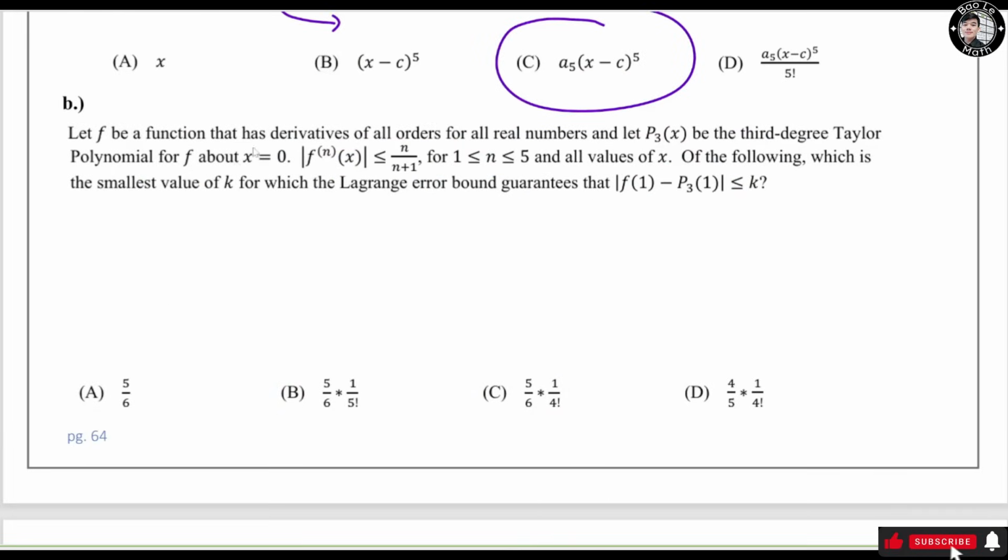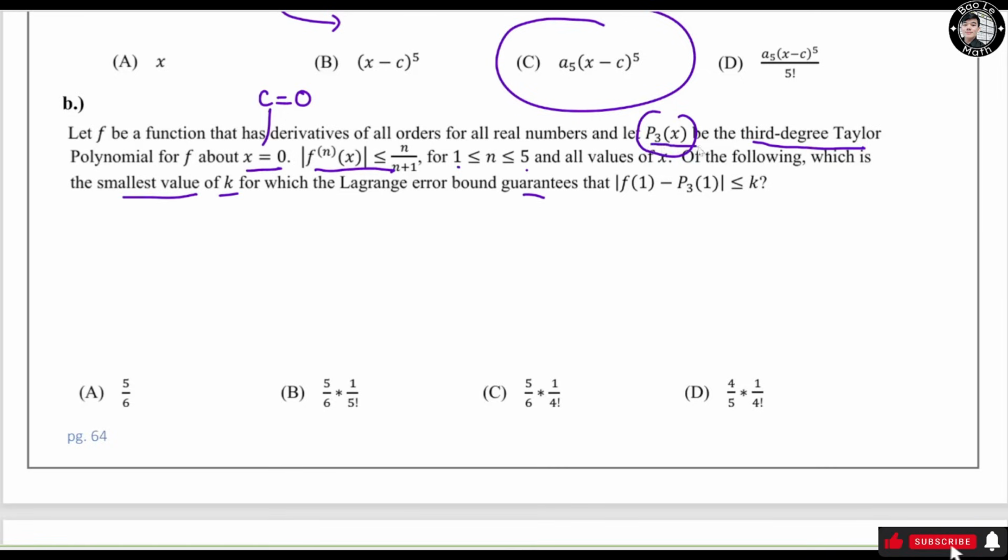Let f be a function that has derivatives of all orders for all real numbers, and let p sub 3 of s be the 3rd degree Taylor polynomial for f about s equals 0, right? So you have the center c equals 0, right? Now you are given this formula for n between 1 and 5 for all values of s. Of the following, which is the smallest value of k for which the Lagrange Error Bound guarantees that the absolute value of f of 1 subtract p sub 3 of 1 is less than or equal to k.